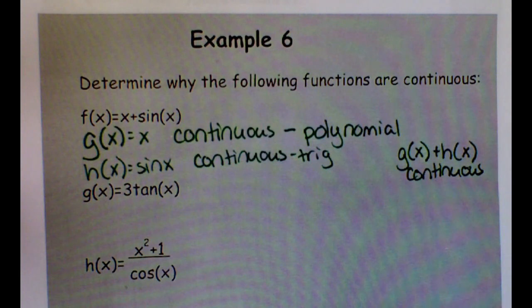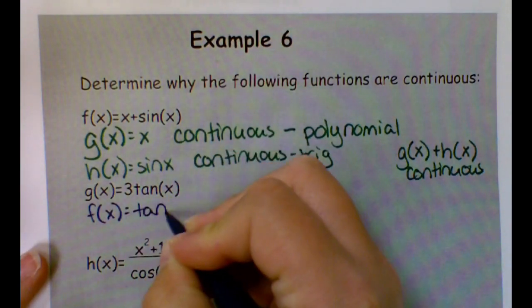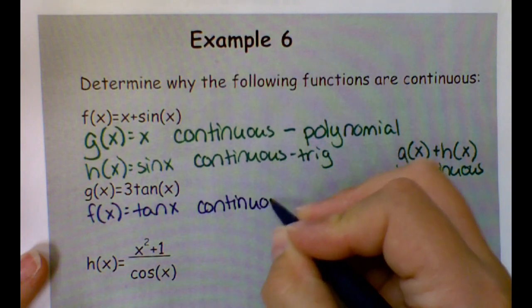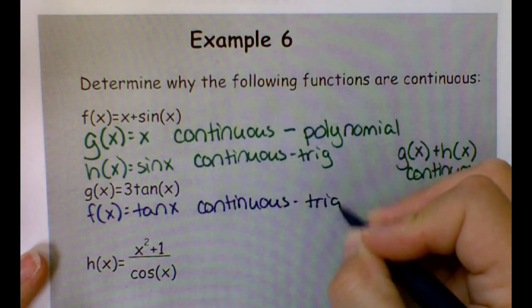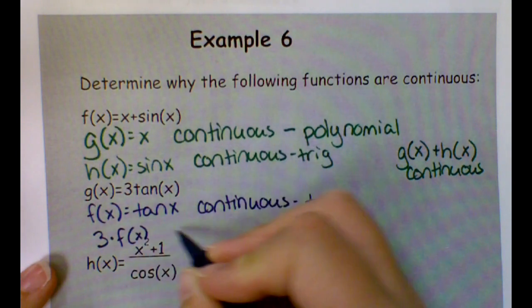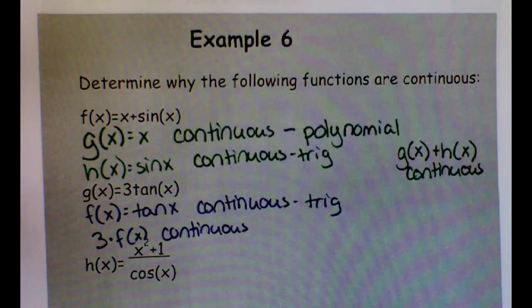For g of x, we know that we have a number times the tangent of x. If I call f of x tangent of x, well, I know that's continuous on its domain because it's a trig function. And 3 times a continuous function is continuous because of those rules we just talked about.